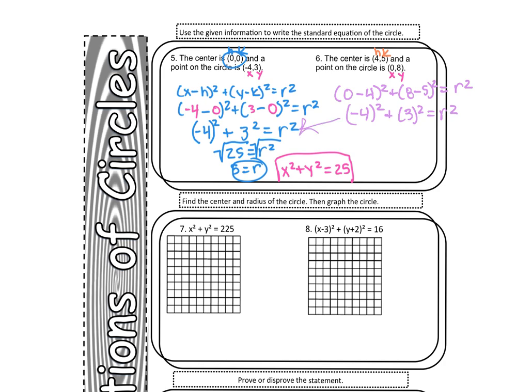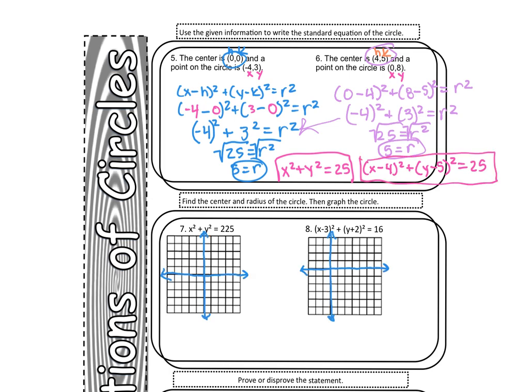And this is the same thing as this over here. So -4 squared plus 3 squared is 25 equals r squared, and then we take the square root of both sides to find r. So r equals 5, and then we have our center h and k. So we can rewrite this as x minus our h, which is 4, squared, plus y minus k, which is 5, squared, equals r squared. So 5 squared is 25.